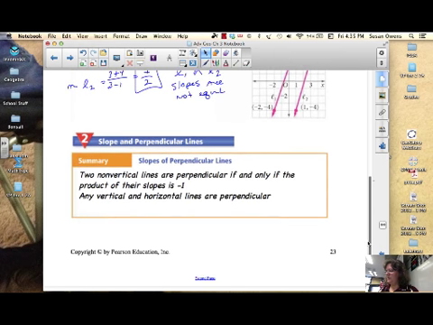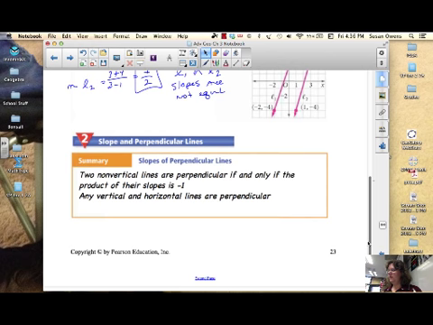And then we also have perpendicular lines. Two non-vertical lines are perpendicular if and only if the product of their slopes is -1. Again, we have a special case for vertical lines because of that undefined slope. Any vertical and horizontal lines are perpendicular. Vertical would be undefined and horizontal would have a slope of 0, so we can't talk about the product of undefined and 0, and we have a special case for them.